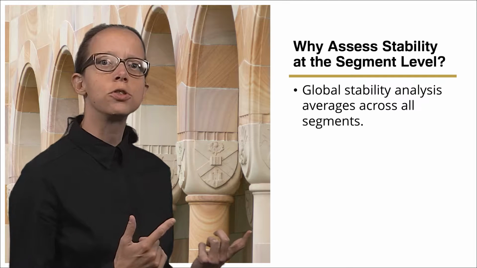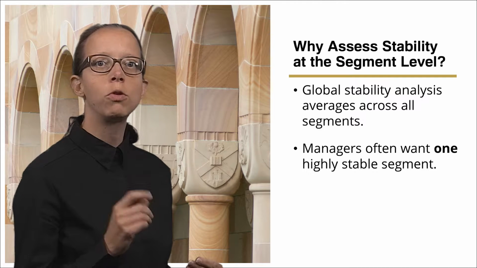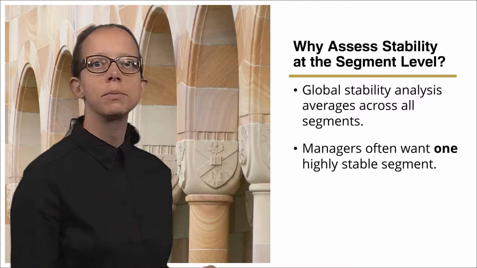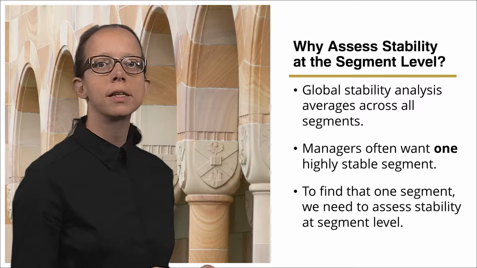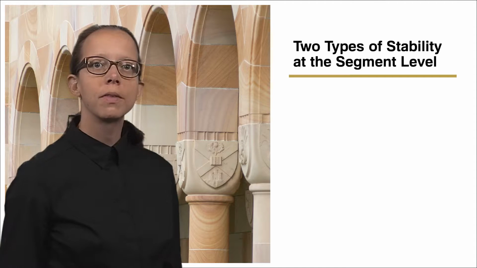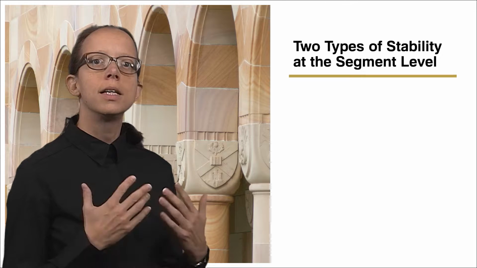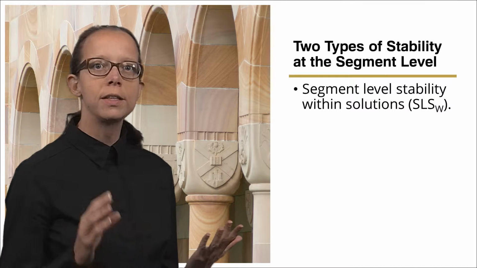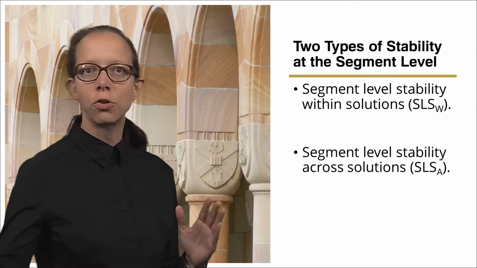But this second solution is usually more valuable for a manager who is looking for one optimal market segment to target. To find this one optimal target segment, we need to assess stability at segment level. There are two kinds of stability at segment level: segment level stability within solutions and segment level stability across solutions.